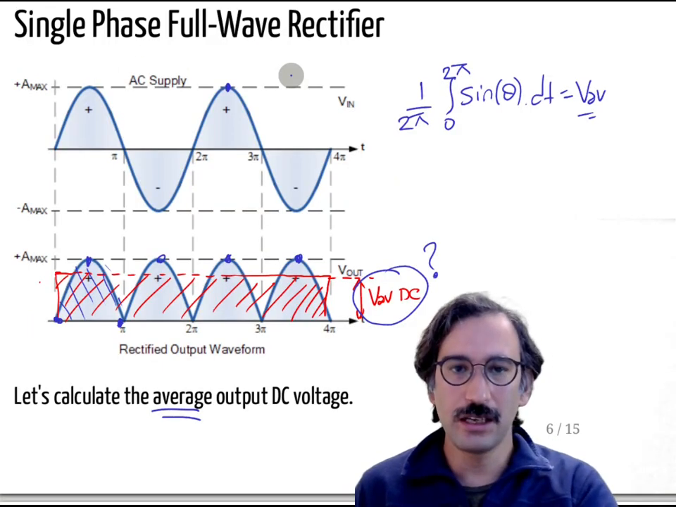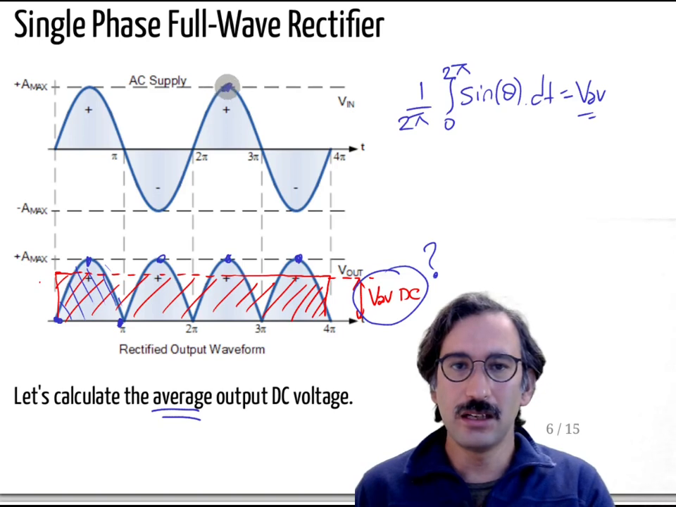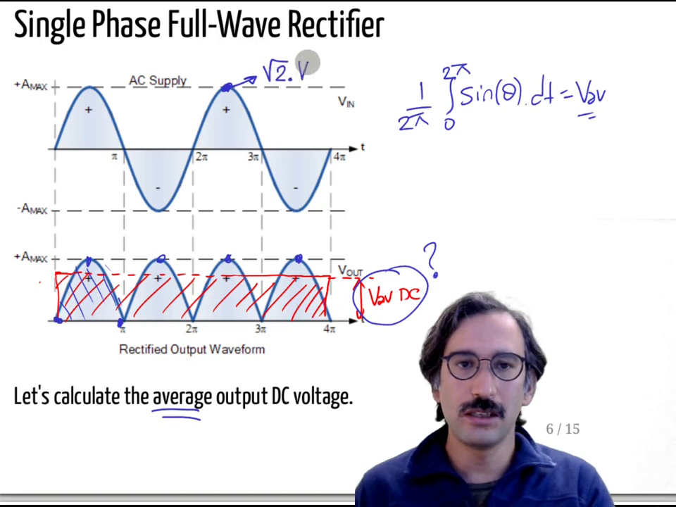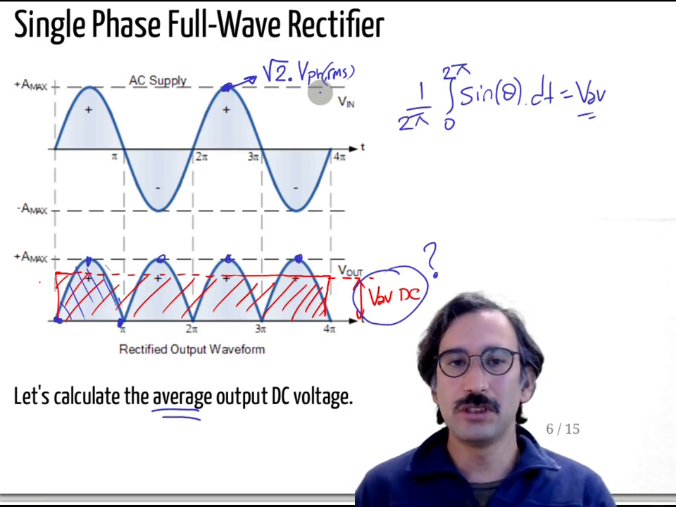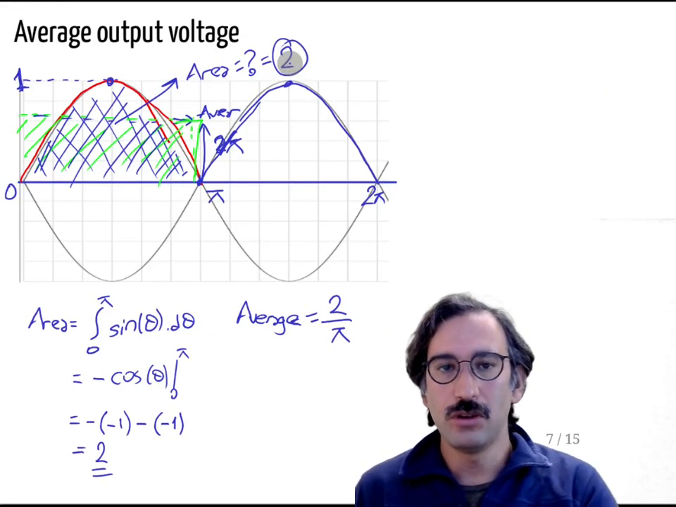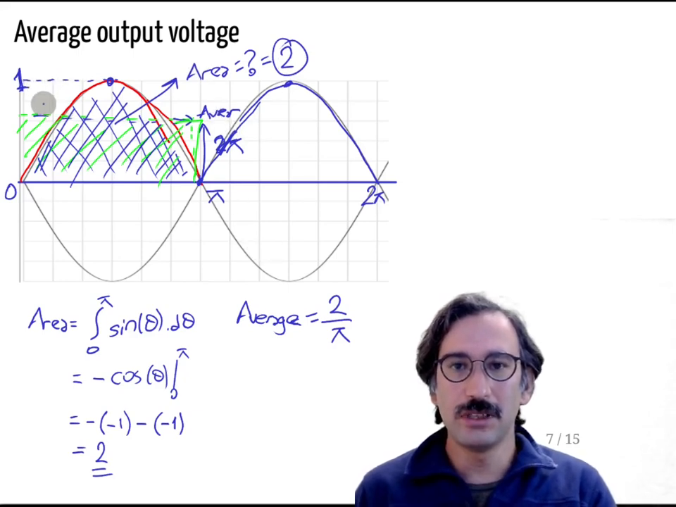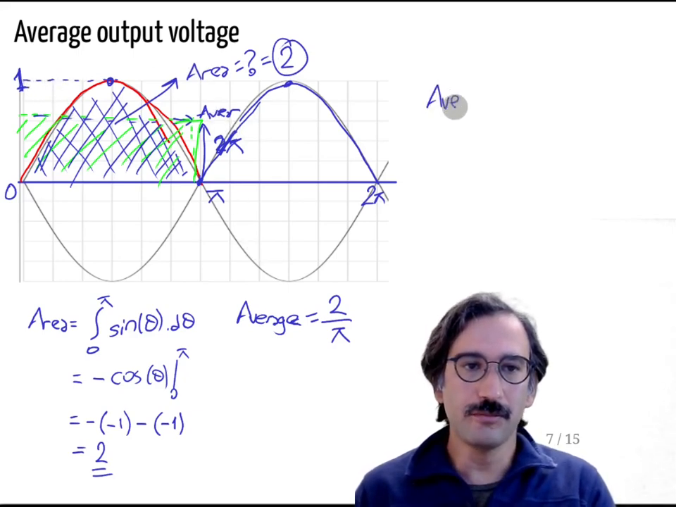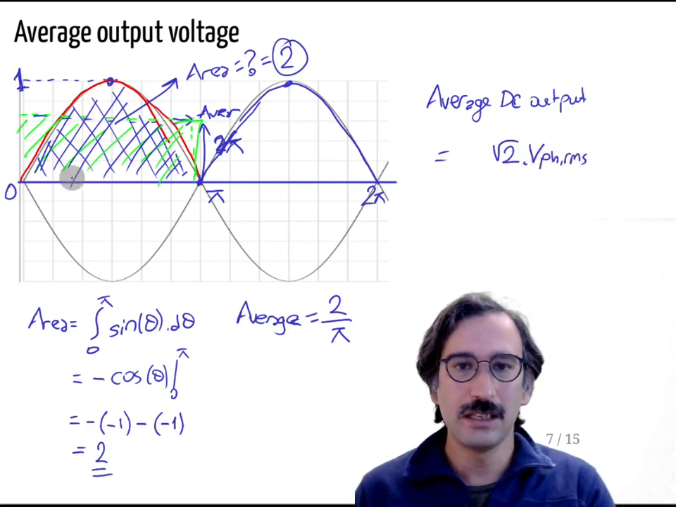But in our case, this is the output voltage, and what is the output peak? It is square root 2 times V phase RMS. If I have a phase voltage, the peak value will be square root 2 of that value. So instead of 1, I have V phase RMS, and then the area under that one becomes 2.